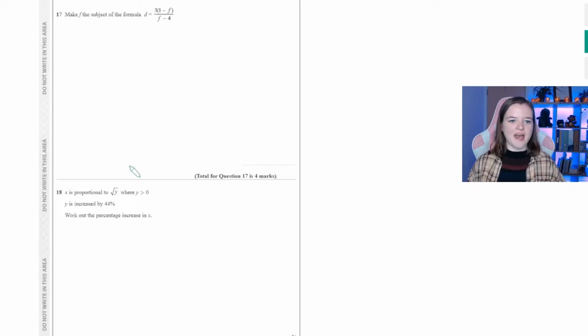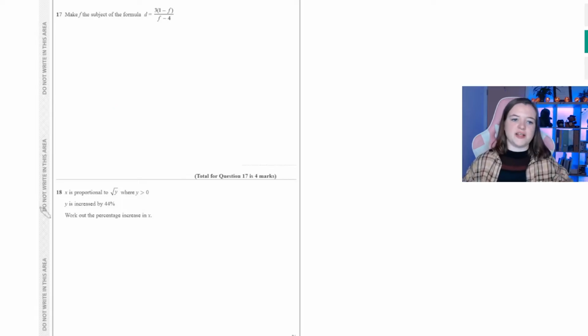17. Make F the subject of this formula. F is in more than one place. If you're rearranging or changing the formula, and F or whatever letter they have comes up in two places, you're going to have to factorize eventually to turn those two letters into one letter. Right, so bear that in mind.